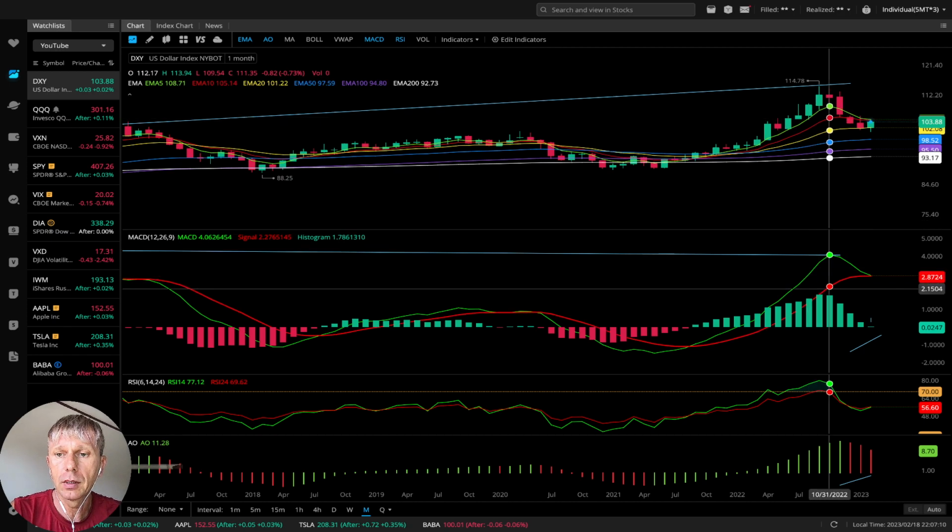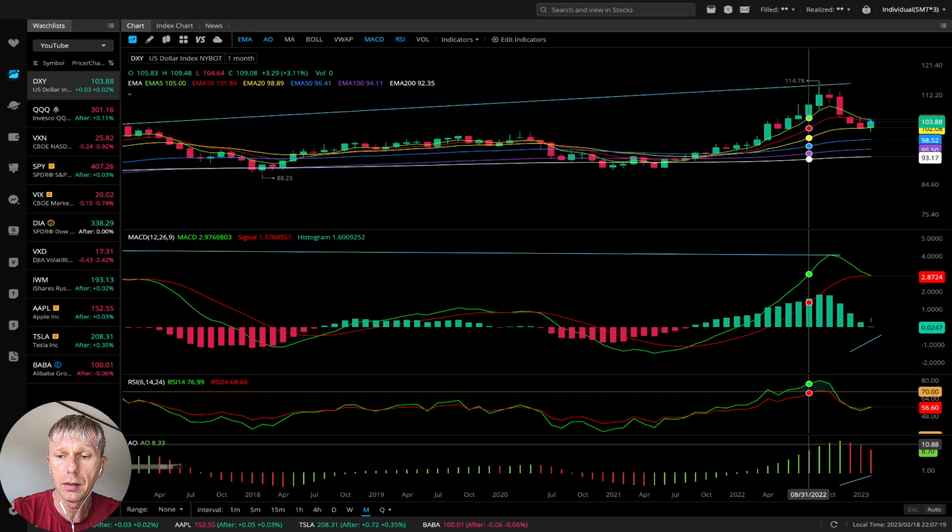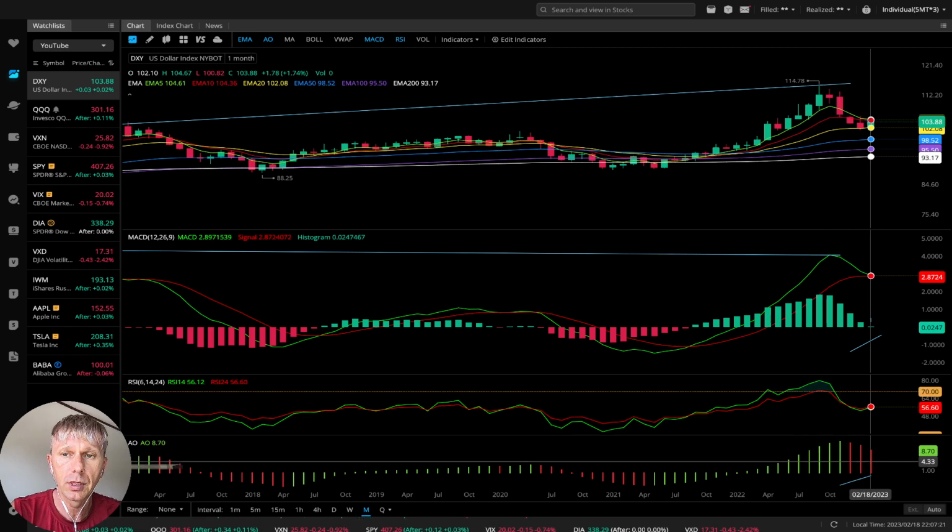On the MACD indicator, the red line is the signal line and the green line is the MACD line. Same setup for RSI: the red line is the signal line and the green line is the RSI line. On the awesome oscillator, green is bullish, red is bearish.